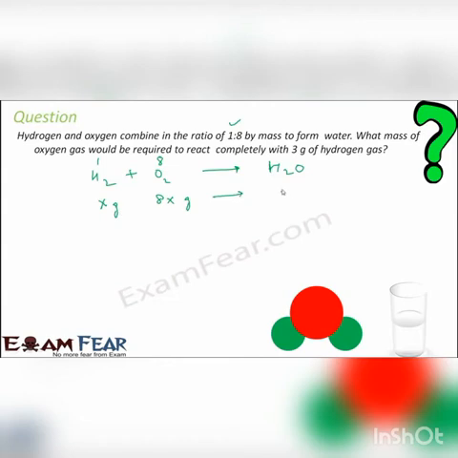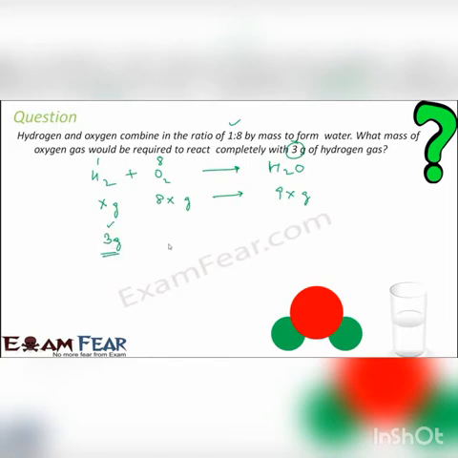And x plus 8x is 9x gram, right? Law of conservation of mass. So how much oxygen gas would be required to completely use 9 gram of hydrogen? So x, I'll make it as 3 gram. Why? Because that is the question. It has to be 3 gram.